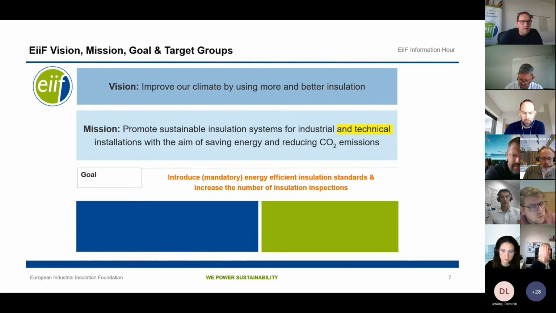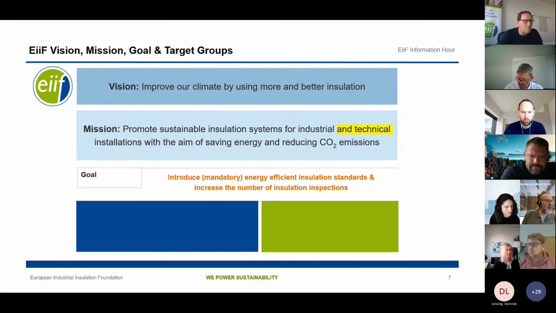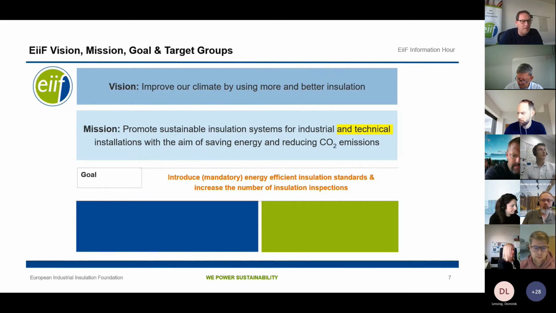And then the goal, let's never forget, in the end, what really counts is that we managed to introduce, in the best case, mandatory energy efficient insulation standards for industry. And of course, we want to increase the number of insulation inspections. I will also talk about the tip check trainings planned now in December, and we will have some next year. And the booking situation looks actually quite good.